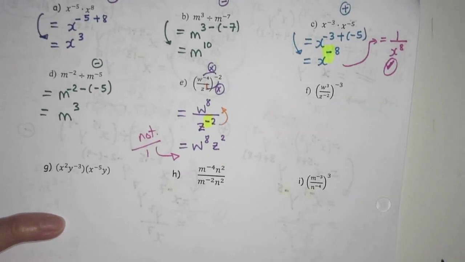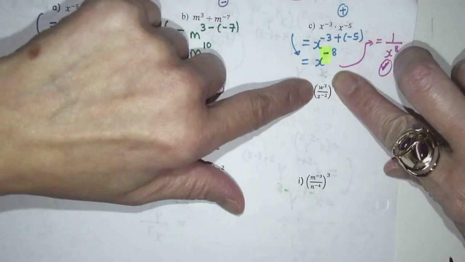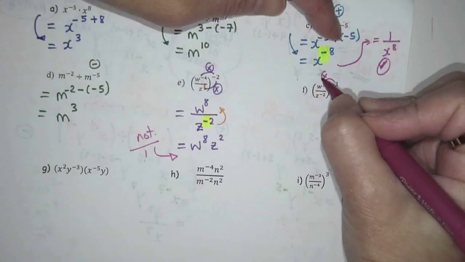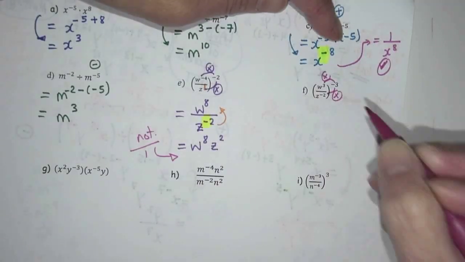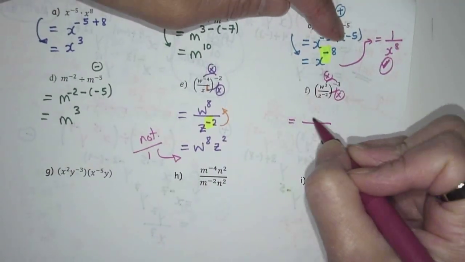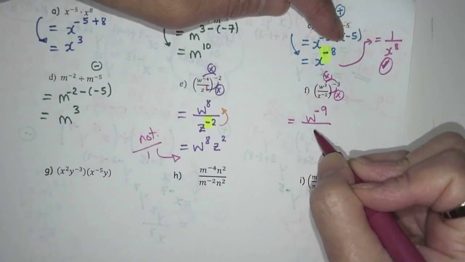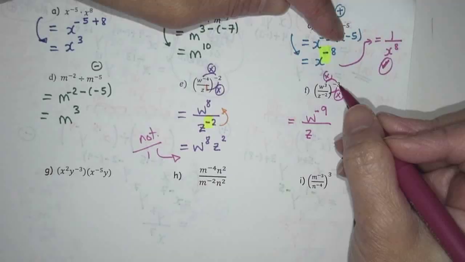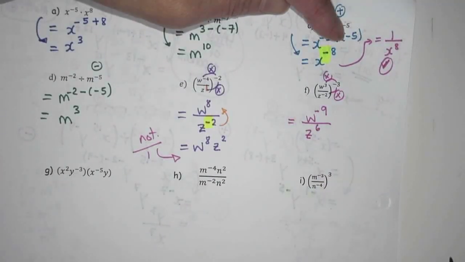Okay, let's try that again. Look inside the bracket. I can't simplify that, so I'm going to bring the power in and multiply. That gives me w to the negative 9 and z to the 3 times negative 3, negative 2 times 3 would be 6, positive 6.